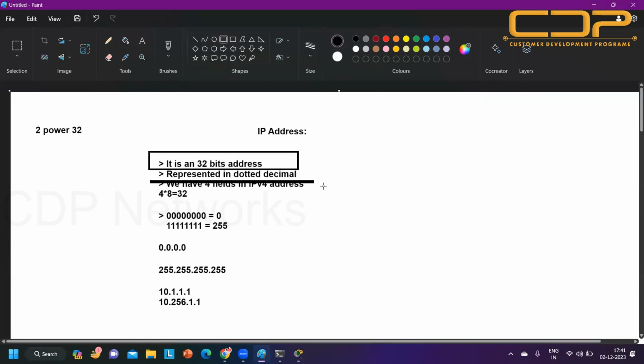We have 4 fields in an IPv4 address. We separate each field with a dot, and each field carries 8 bits of information. So the value in one field can be 0 to 255. My lowest IP address can be 0.0.0.0.